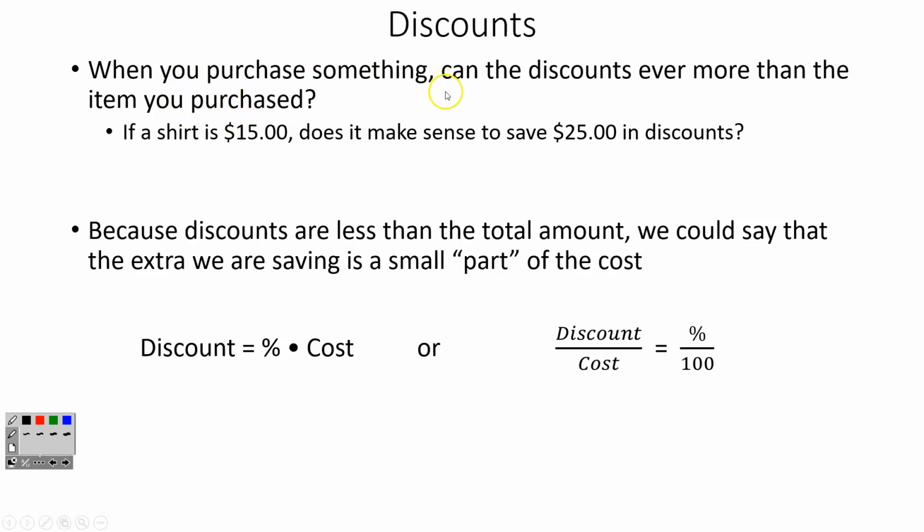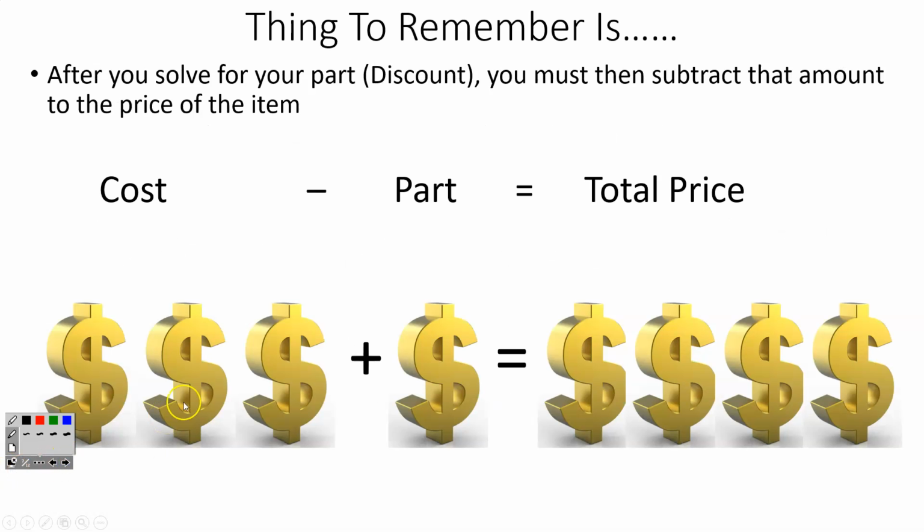So think about this. When you purchase something, can the discounts ever be more than the item that you bought? So if a shirt is $15, does it make sense to save $25 in discount? Because discounts are less than the total amount, we could say that the extra we are saving is the part. So instead of saying part equals percent times whole, or is over of equals percent over 100, we're going to just change it, just like we did to sales tax and tips. We're going to change it to discount equals percent times cost, or discount over cost equals percent over 100. But once again, the big thing you have to remember with the discount is you are subtracting, not adding.